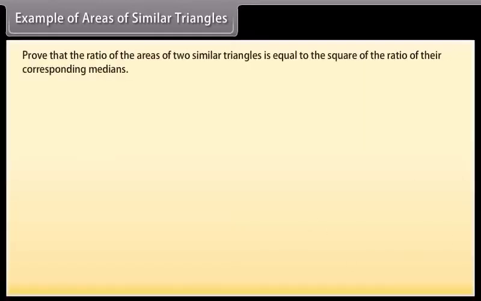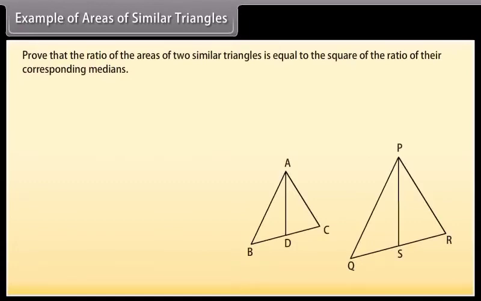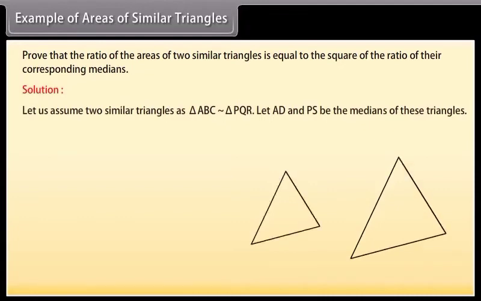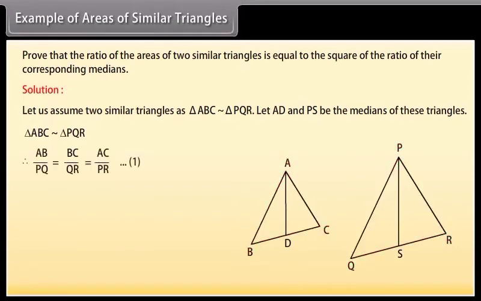Example: prove that the ratio of the areas of two similar triangles is equal to the square of the ratio of their corresponding medians. Solution: let us assume two similar triangles as triangle ABC is similar to triangle PQR. Let AD and PS be the medians of these triangles. Because triangle ABC is similar to triangle PQR, therefore AB upon PQ equals BC upon QR, which is equal to AC upon PR. Mark it as 1.